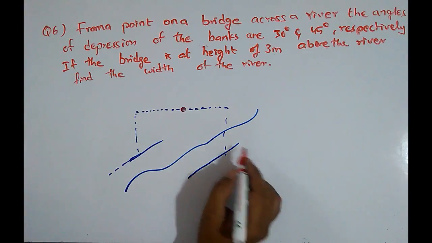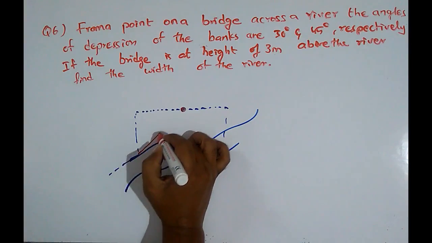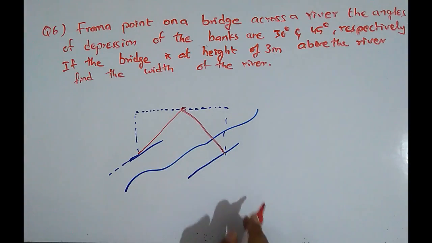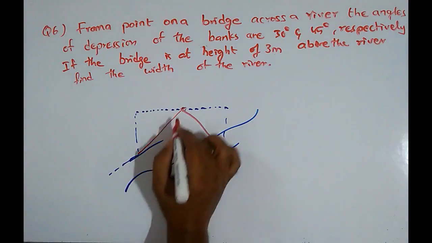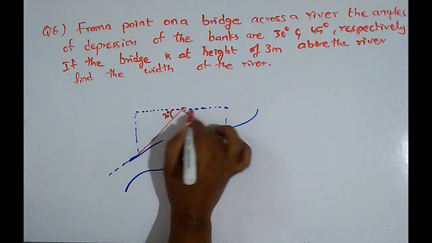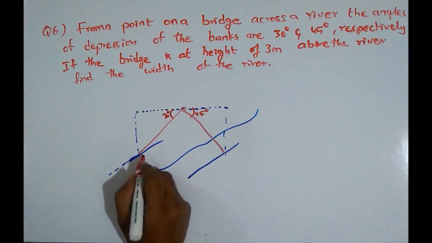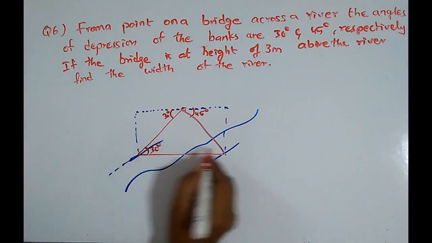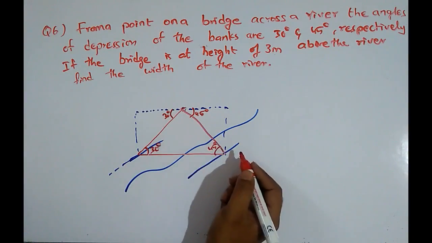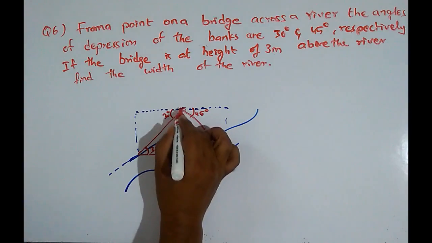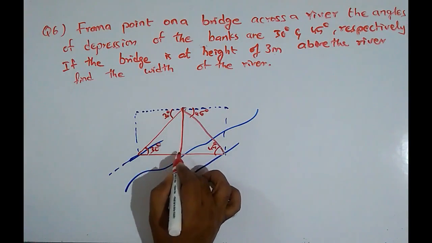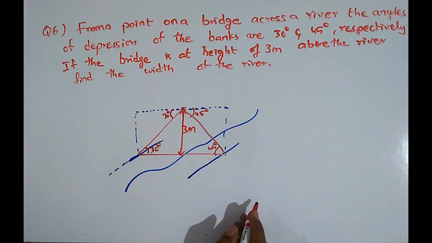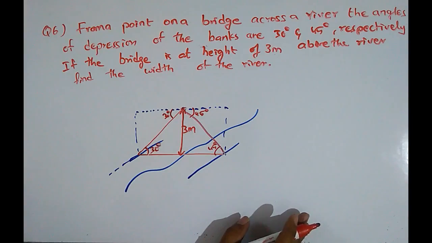The angles of depression of the banks, here the angle of depression of the banks is 30 degrees and one is 45 degrees, friends. So the angle of depression is 30 degrees and 45 degrees. In the same way, on the river it will become 30 degrees and 45 degrees respectively. If the bridge is at a height of 3 meters from the water level, friends, we have to find the width of the river. Have you got it, friends?